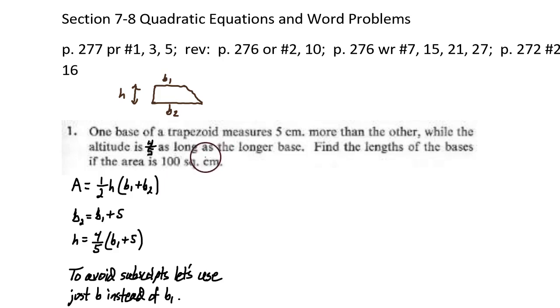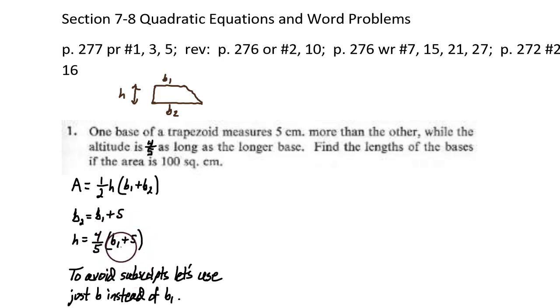Now in the question we're told that one of the bases is 5 more than the other, so I've labeled B2 equals B1 plus 5. We're also told that the altitude, which is another word for height, is 4/5 of the longer base. So I'm able to write h equals 4/5 of, or 4/5 times, the longer of the bases.